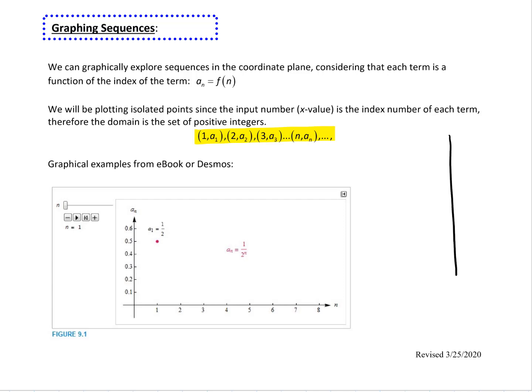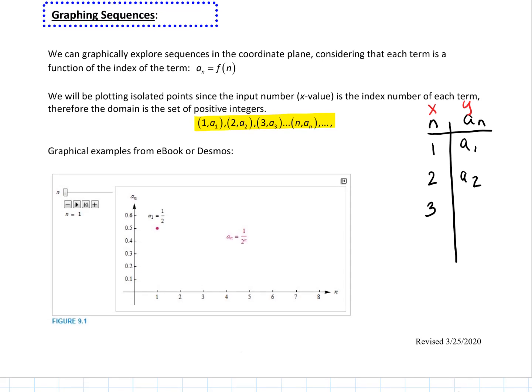Actually, it's the exact table that we were looking at when we were trying to come up with the explicit definition. And we look at a table where these become ordered pairs that we're actually graphing. So 1, a sub 1, 2, a sub 2, and we graph these as our x and our y coordinates into the coordinate plane. So here's just a quick little graph, a little visual here.